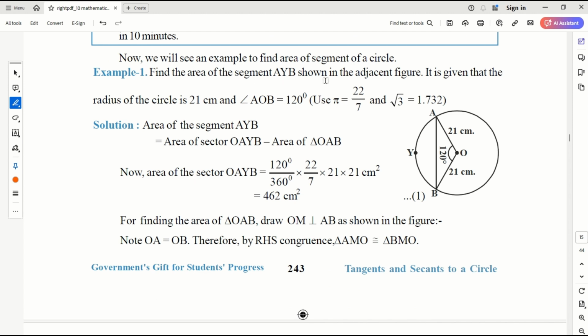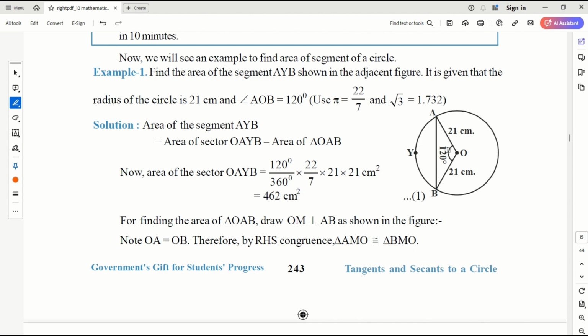Find the area of the segment AYB. This is the sector. It's not shaded here, but this is the one. It is given that radius of the circle is 21 centimeters and AOB is 120 degrees. How to do is very easy. Once you know that it is 120 degrees, the sector area is 120 by 360 into pi r square. That is 462.